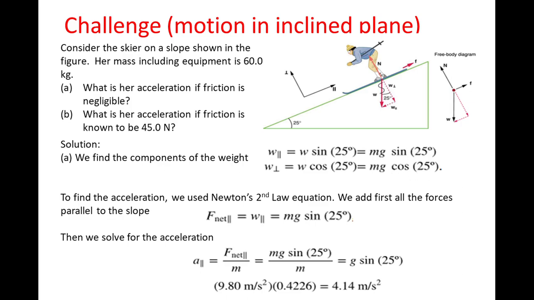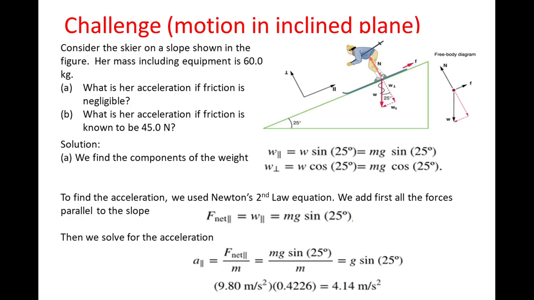By Newton's second law, we know that the net force is equal to the mass times acceleration. So to calculate the acceleration using that equation, we need to determine first the vector sum of all the forces acting on the skier. Here we must only consider those forces that are parallel to the inclined plane, since the motion of the skier is only along the parallel directions of this plane.